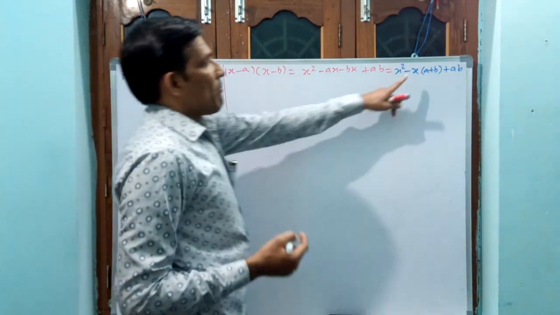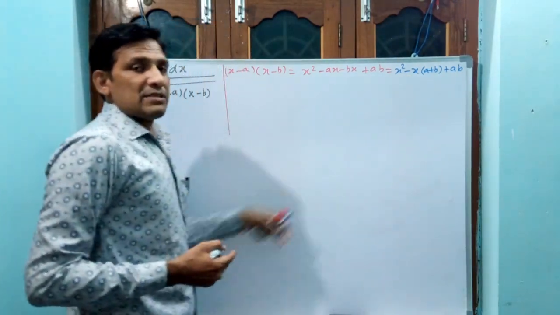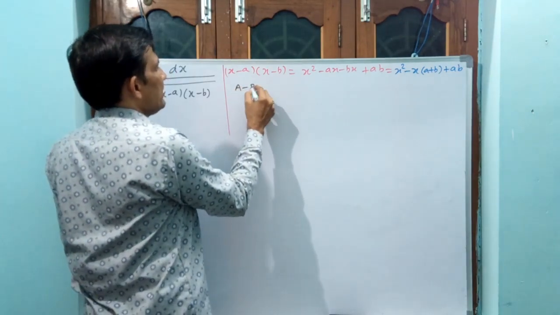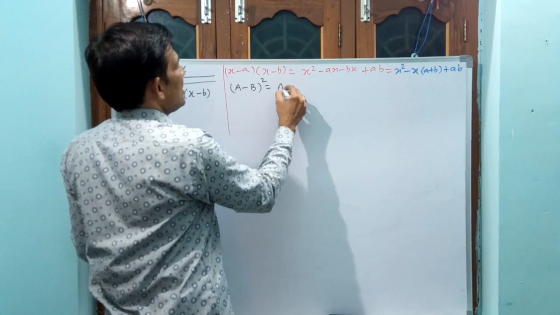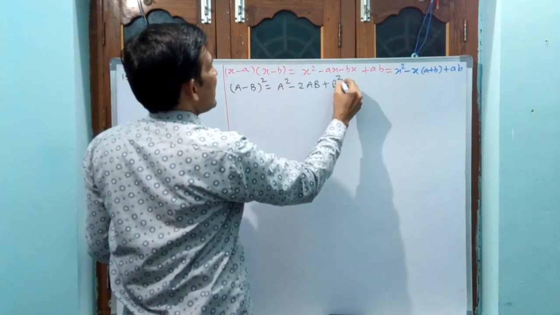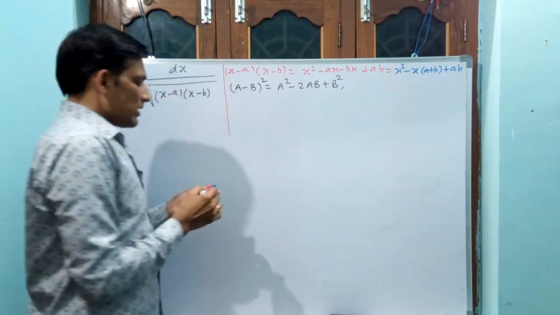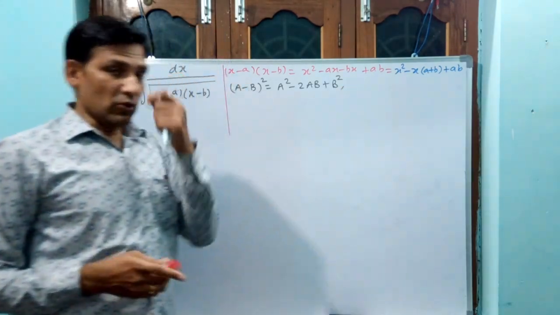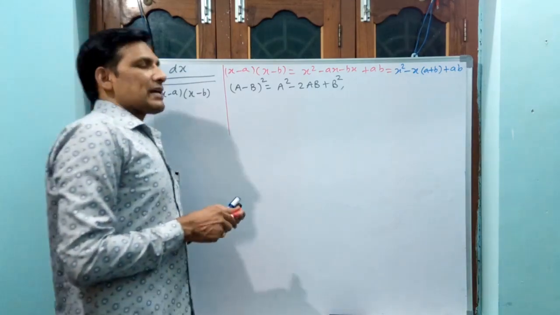You see minus is there, which means (A minus B) whole square. But what is that A minus B? Capital A minus B whole square is equal to A square minus 2AB plus B square. In this way you have to take. Why? Because if you take small a you are going to get confused, this a, that a, both. Okay. See what I am writing now.